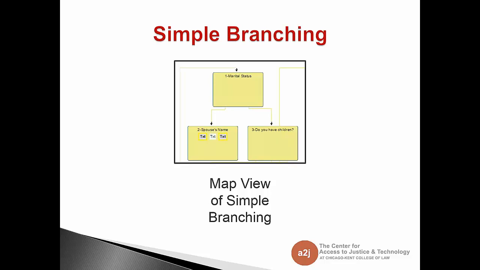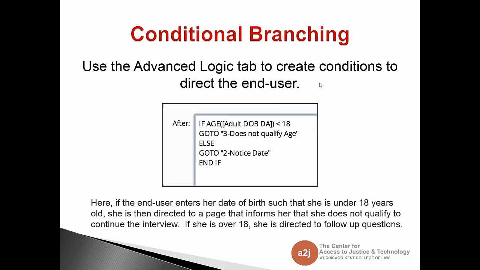The other type of branching that's available to use in A2J Author is conditional branching. As I mentioned before, the guided interview needs to account for several different answers that the end user will select. The end user doesn't typically go through this in a linear progression, so we have to account for those conditions.